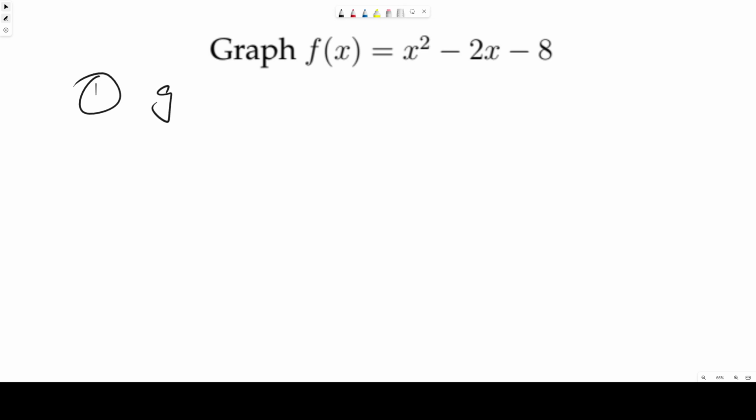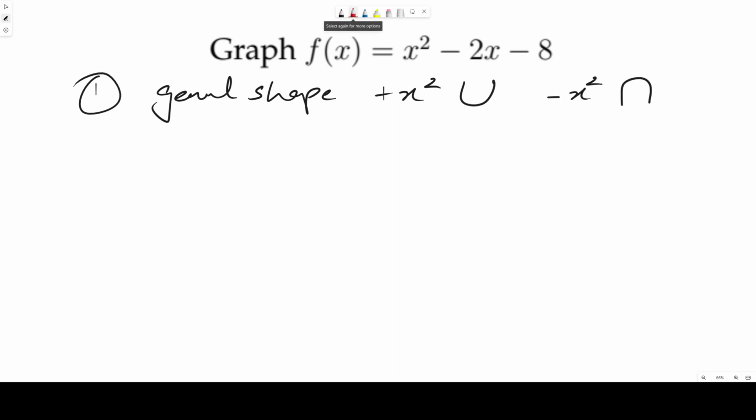So step number one is you find the general shape. Now, if it's a positive x squared, you know it's going to be a parabola up, or if it's a negative x squared, you know it's going to be a parabola down. In this case, we have a positive x squared value, so it will be a parabola up.